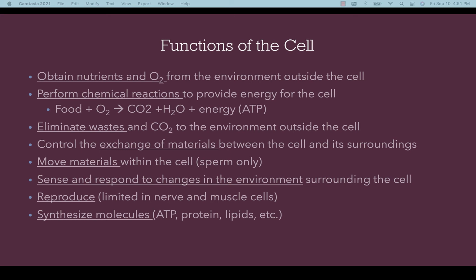Cells also control the exchange of materials between the cell and its surroundings. They move materials within the cell, in the case of sperm. Cells need to be able to sense and respond to changes in their environment, such as immune cells being able to sense that there's a pathogen and they need to take care of that by getting rid of it. Cells reproduce or mitotically divide. This doesn't necessarily happen in nerve cells or muscle cells. If you think of it in the case of neurons, they don't mitotically divide.